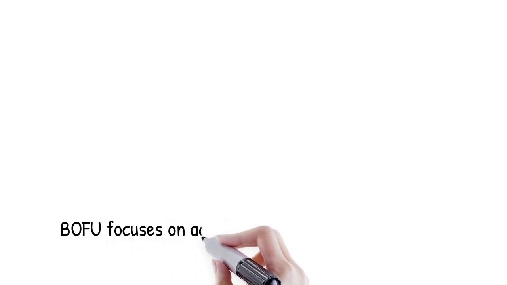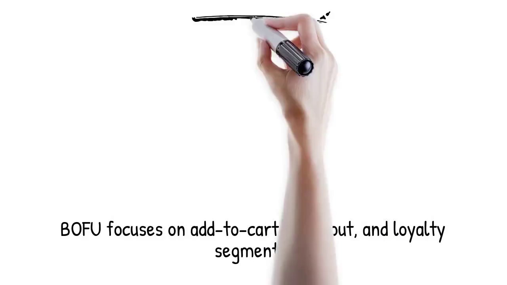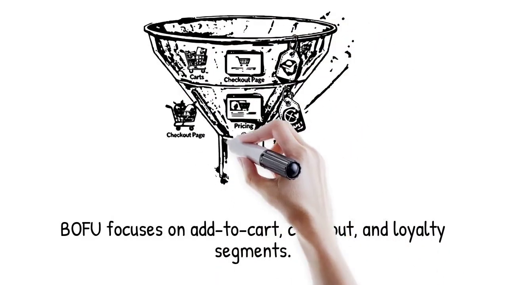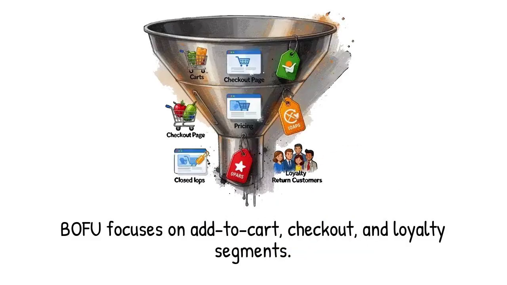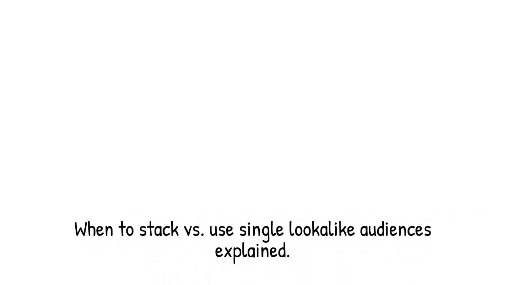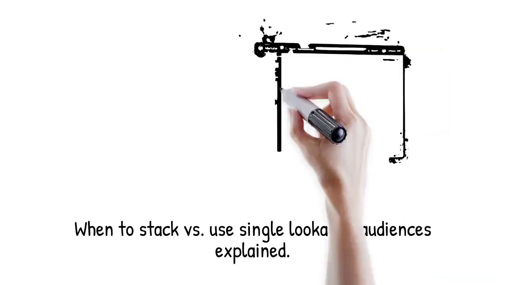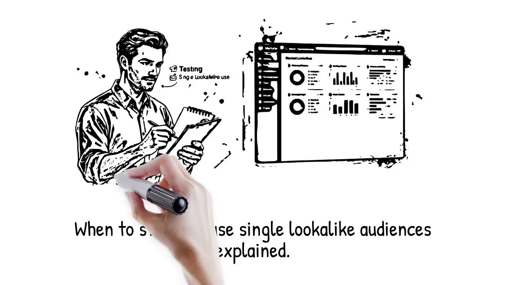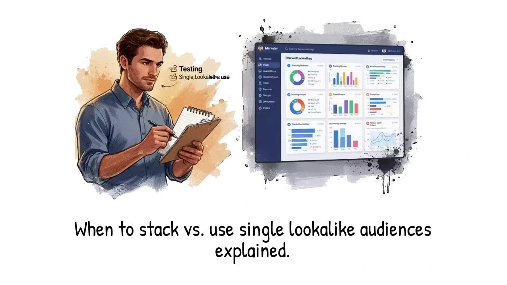At the bottom of funnel, BOFU, target high-intent actions: add to cart, checkout abandoners, and pricing page visitors. In the loyalty funnel, focus on past and high-value customers as well as repeat buyers. This together forms a closed-loop scaling system. Use single lookalike audiences when you're testing, starting a new campaign, or running with smaller budgets. Switch to stacked lookalikes when you're scaling, increasing your budget, expanding your reach, or seeking greater performance stability. Stacking is for scaling, singles are for testing.